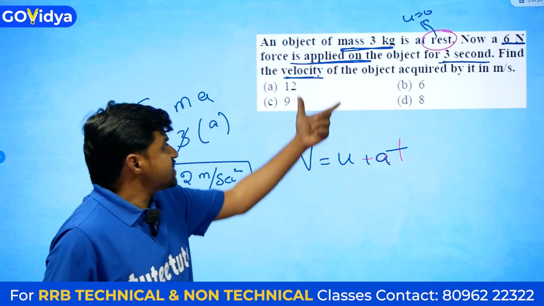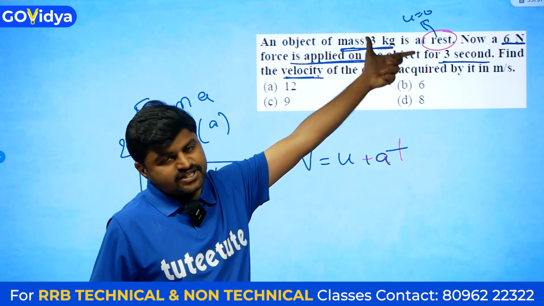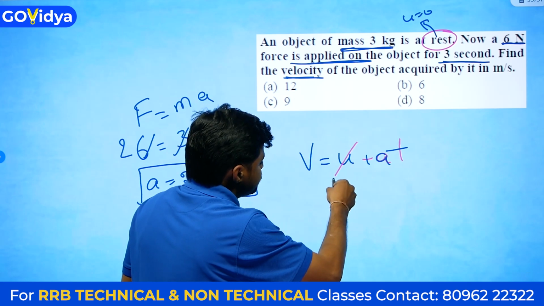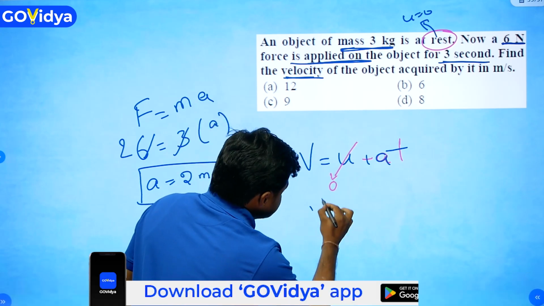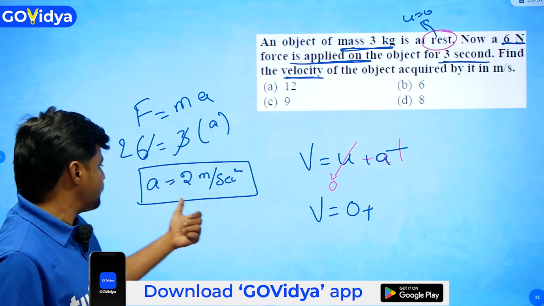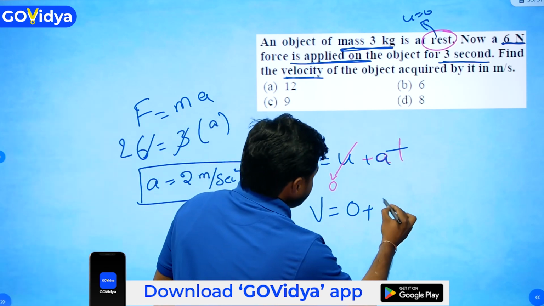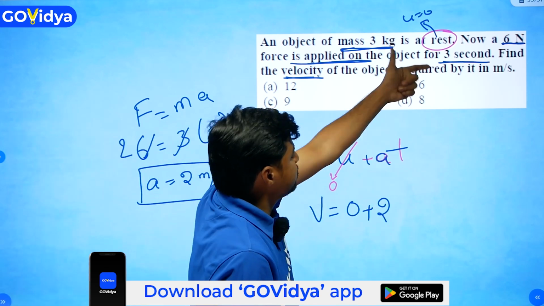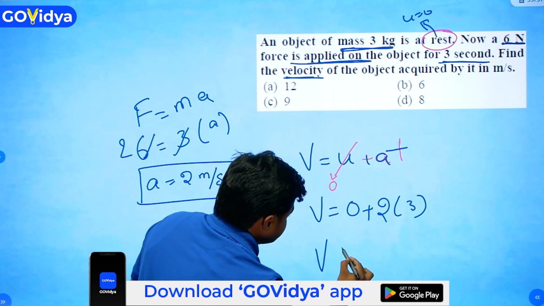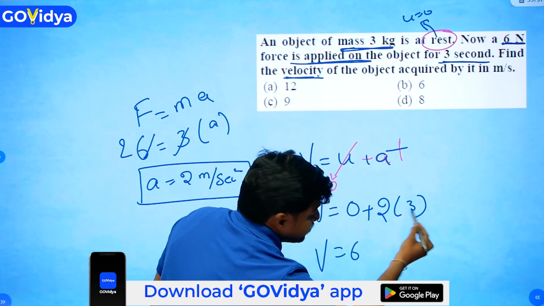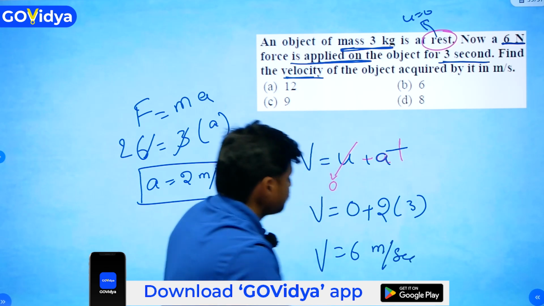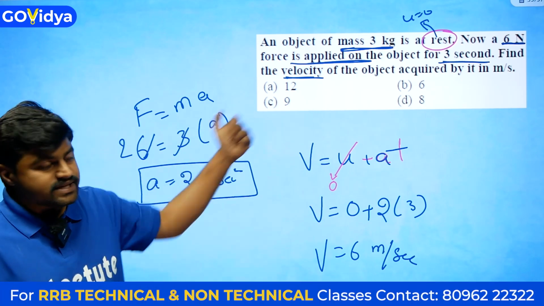Okay, initially the object is at rest means initial velocity is 0, u is equal to 0. Okay, v is equal to u is equal to 0 plus acceleration, a value is 2, and t, time is given 3 seconds. Velocity is 2 into 3, 6 meter per second. From the options, option B is the correct answer.